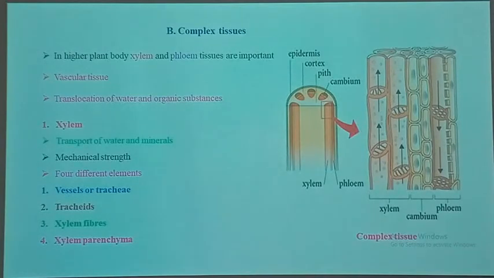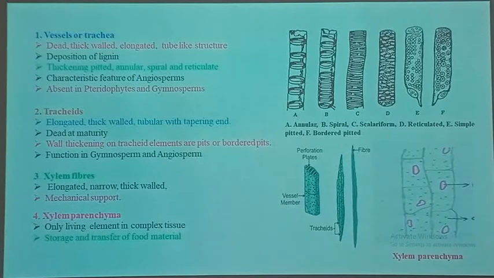There are four different elements, that is vessels, tracheids, xylem fibers and xylem parenchyma. The vessels are dead, thick-walled, elongated, tube-like structures due to deposition of lignin. The thickening is pitted, annular, spiral and reticulate. The presence of vessels is a characteristic feature of angiosperms. It is absent in pteridophytes and gymnosperms.